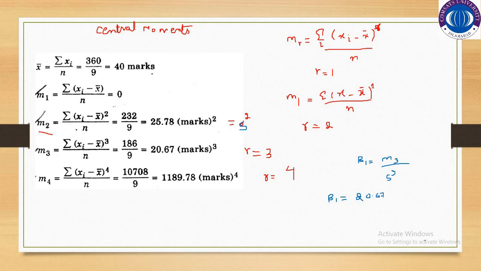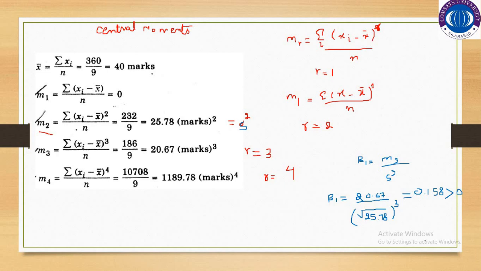20.67, and we need to find out the standard deviation, which is under the root 25.78 and whole raised to power 3. So beta 1 is equal to 20.67 under the root 25.78 power 3. So this would be equal to 0.158, and this is obviously greater than 0.